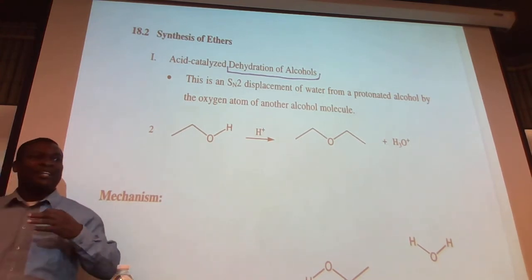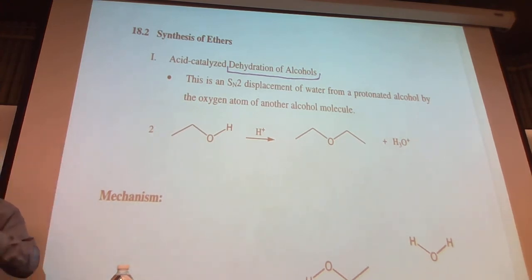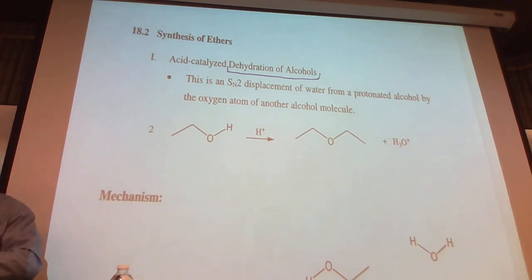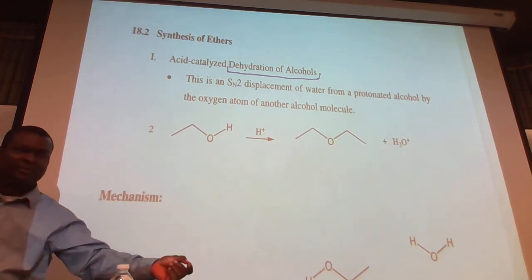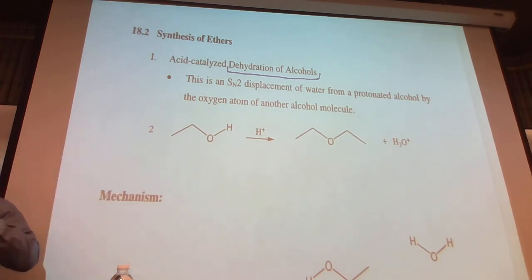Now, instead of using water, if you have excess of the alcohol, that second molecule of the alcohol is going to be acting as a nucleophile instead of as a base. And when it acts as a nucleophile, it's going to attack your electrophilic carbon that is bearing the OH functional group and form another oxygen-carbon bond, which gives you the ether. And that is what is shown in the mechanism here.